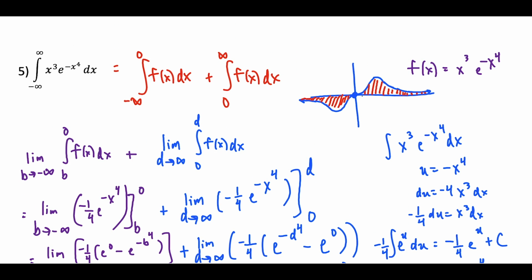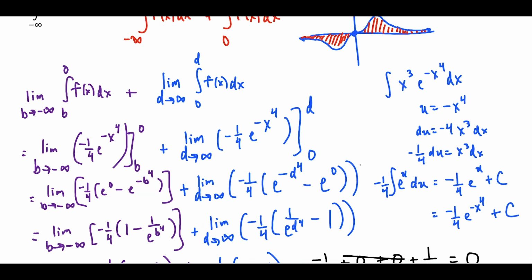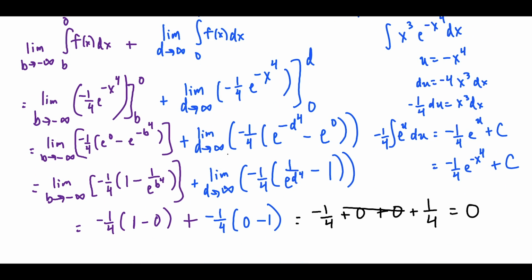You could think of this, since this is an odd function, as this area being equal and opposite, just canceling itself out. But this actual process of going through the limits of the integrals confirms for us that this area does converge to 0.